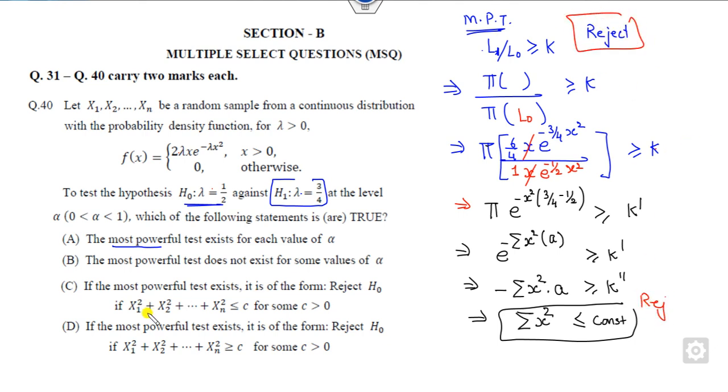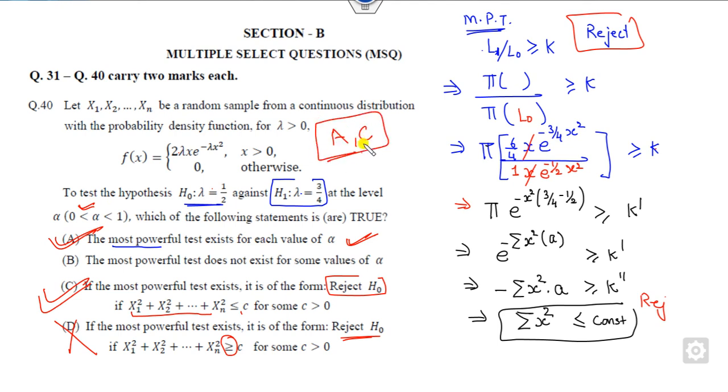Look at the options. The sum of x square is less than c, that's fine, and it's reject H0, that's the correct option. But the other one is reject H0 with a greater than sign, so it's a wrong option. Since it's an MP test, it exists for all levels of significance, so that's the correct answer. So the right options are A and C.